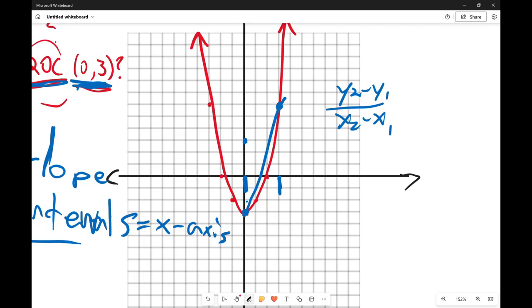You're going to go 1, 2, 3, 4, 5, 6, 7, 8, 9, so 9 over 1, 2, 3. 9 over 3, or you could just say 3.